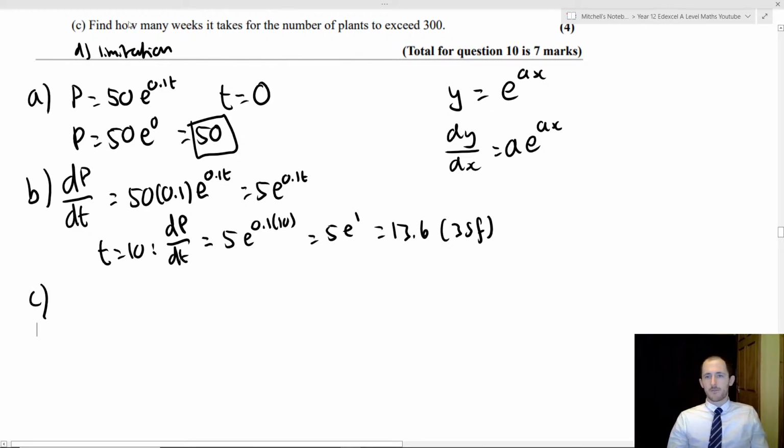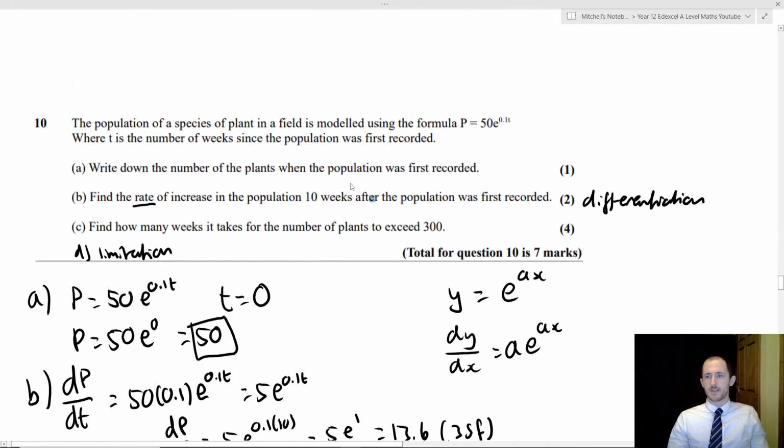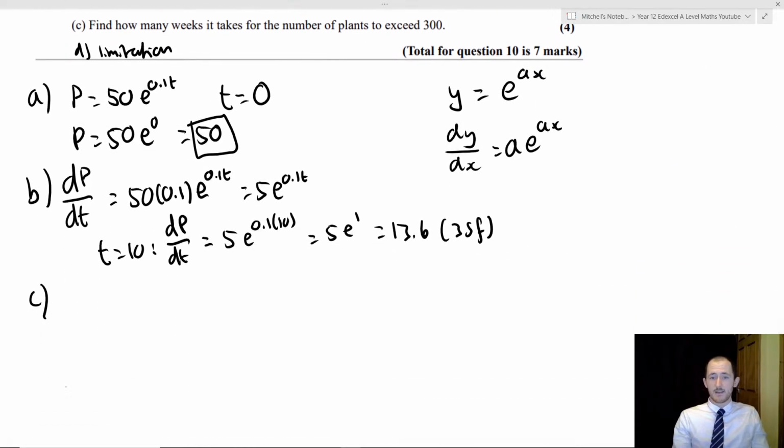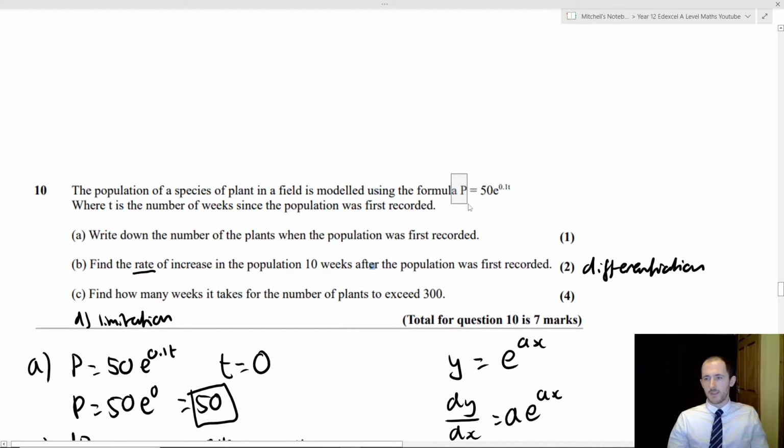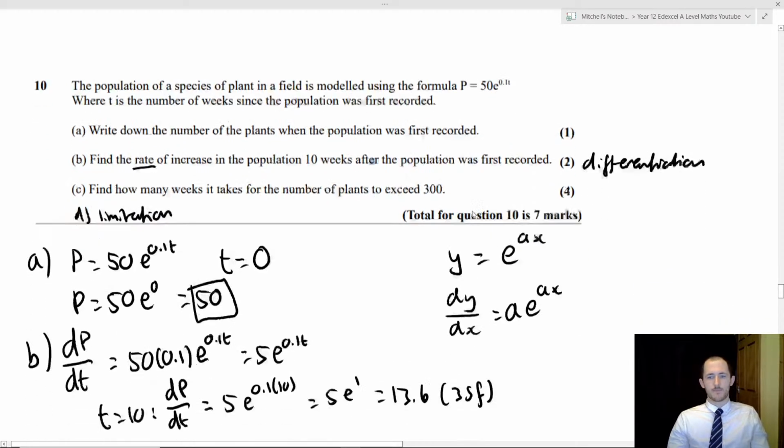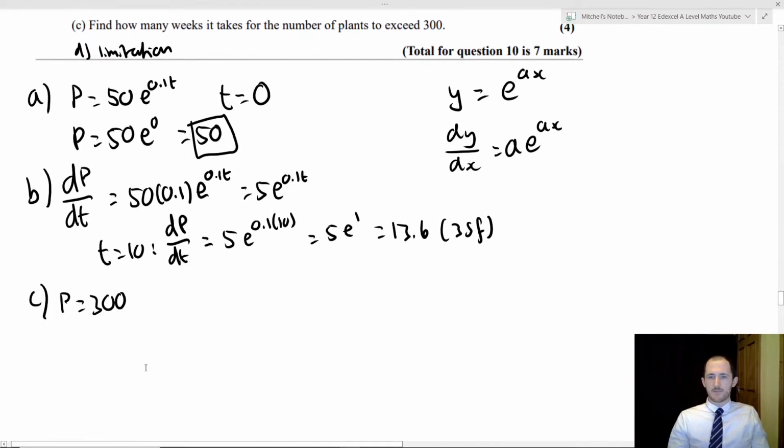So we're looking to find out how many weeks it takes for the number of plants to exceed 300. So we're subbing in P equals 300. And again, this structure is always the same. Initial amount, t equals 0. B, you're going to differentiate. C, you're going to sub in something for the P or whatever it is. It's always the same. Okay? So you have 300 equals 50 e^(0.1t). Okay, this is 4 marks, it's not too bad.